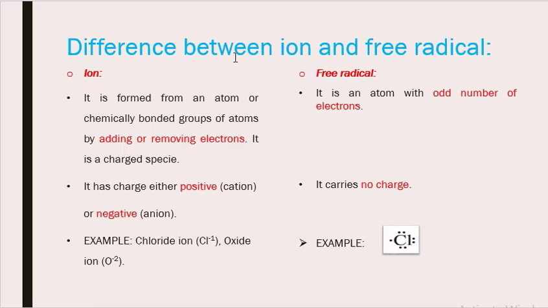Difference between ion and free radical. Ion. It is formed from an atom or chemically bonded group of atoms by adding or removing electrons, and it's a charged species, while free radical has odd number of electrons and it is simply an atom. Ion has positive or negative charge. Free radical carries no charge. The ions, for example, chloride ion and oxide ion. An example for a free radical is chlorine here.